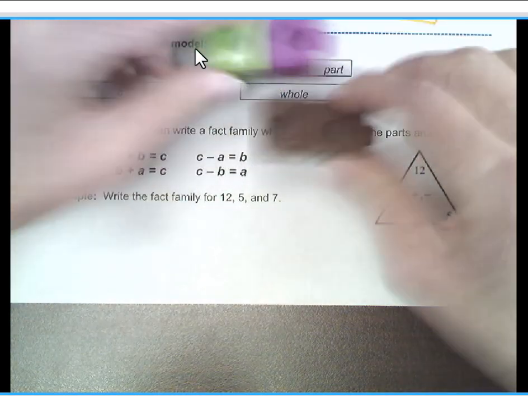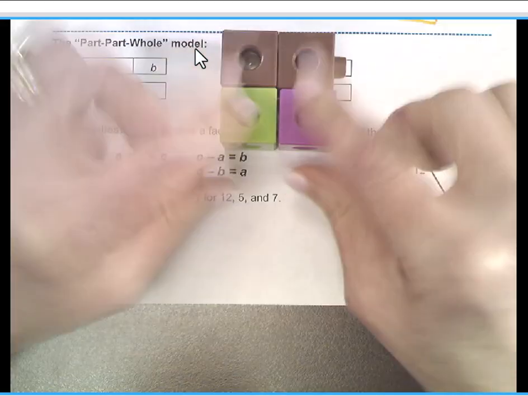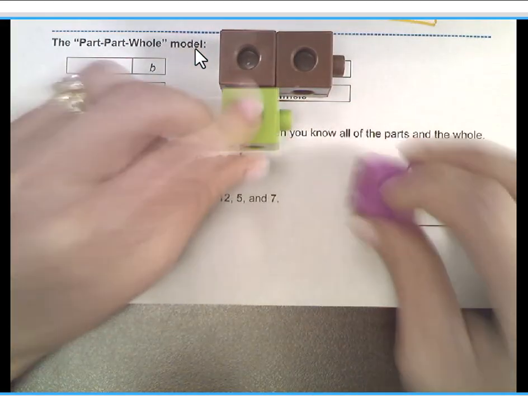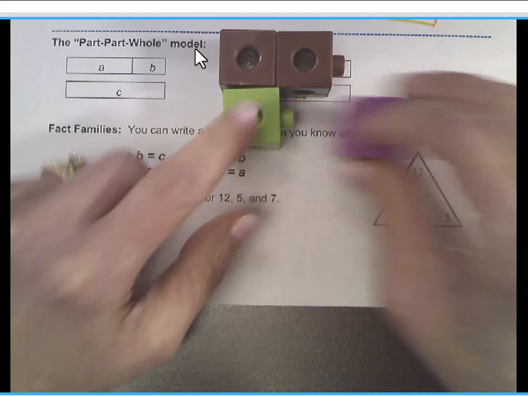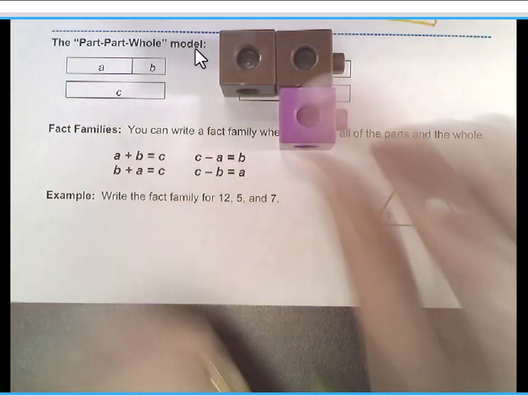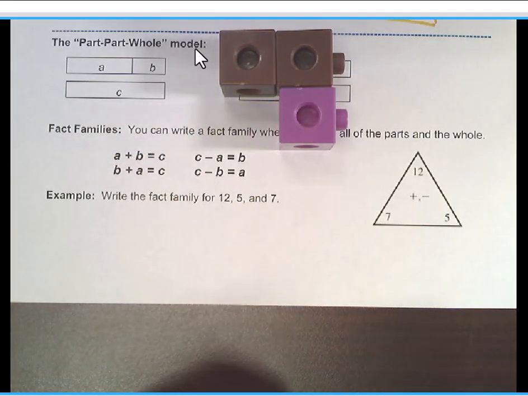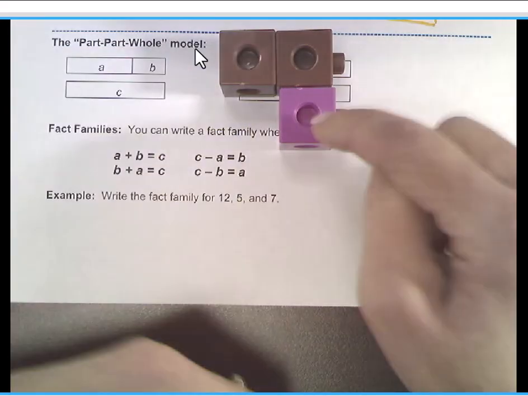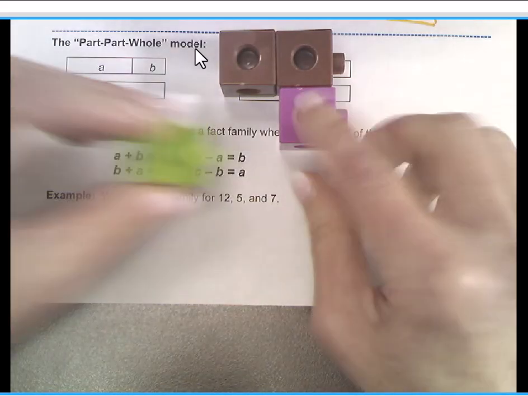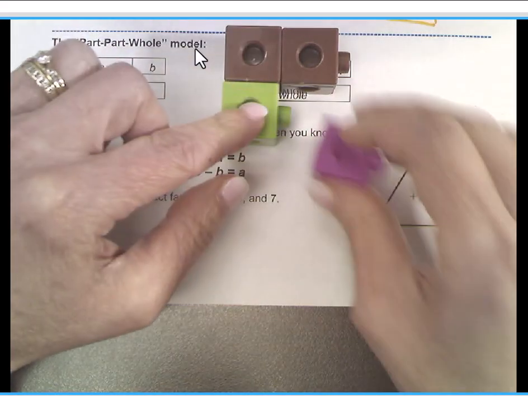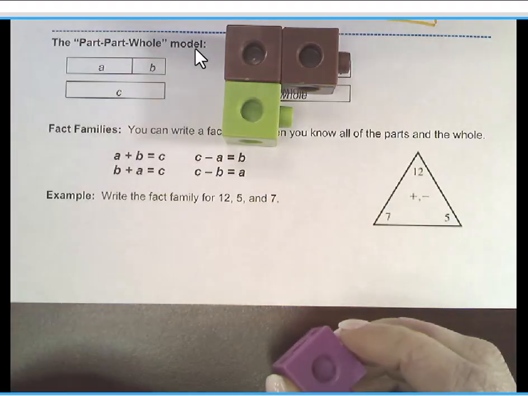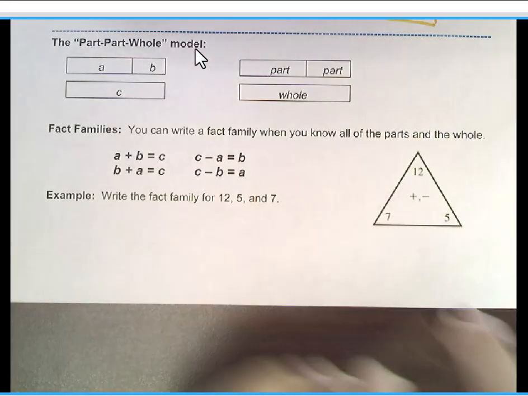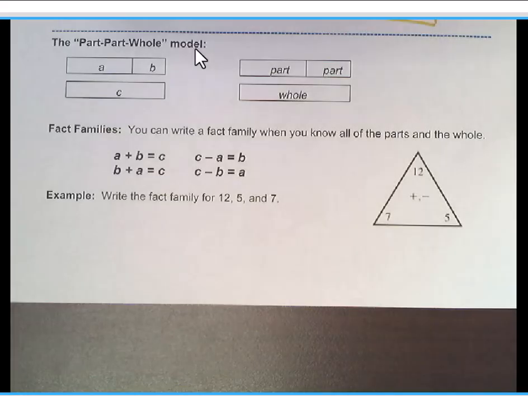You can also think about it, if you take the whole and you take away the purple part, you're left with the green part. Or if you start with your whole and you take away the green part, you're left with the purple part. So this shows subtraction, right? So the brown minus the green is equal to the pink or purple, whatever color you want to call that. Or brown minus the purple is equal to the green. So it basically is giving us the idea that adding and subtracting, they're kind of in families. The two parts and the whole kind of come as a family.